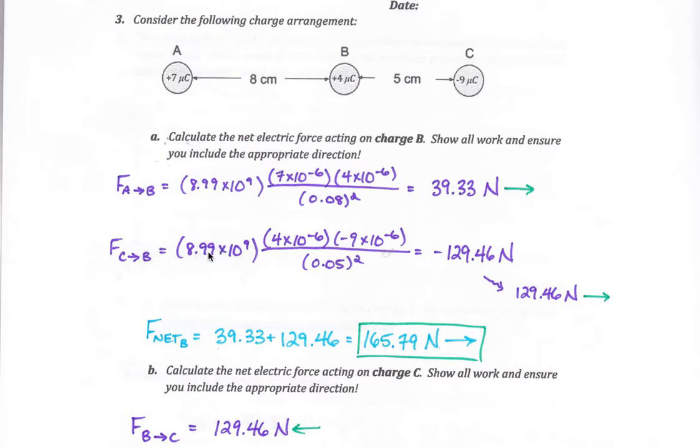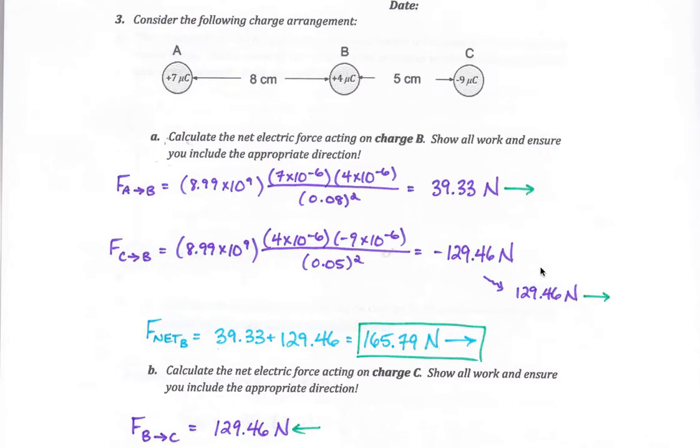C is going to apply, well, K, Q for B, Q for C, divided by the distance between them in meters squared, and I get a negative 129.46 newtons. Now the negative just means attract, so if C is attracting B, that means C will pull B to the right. So I erase the negative and I replace that with a rightward directed arrow.